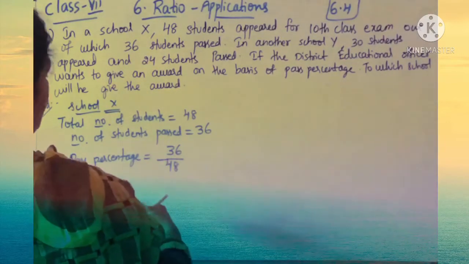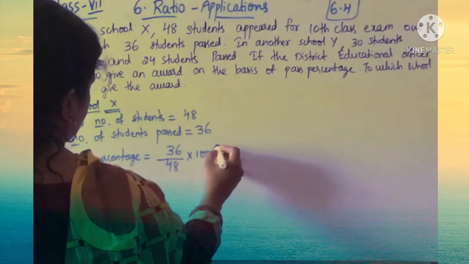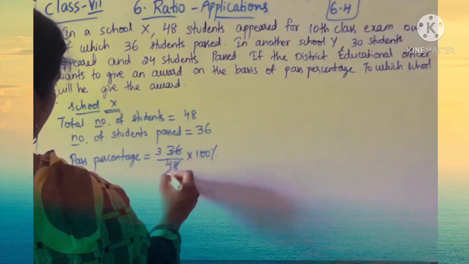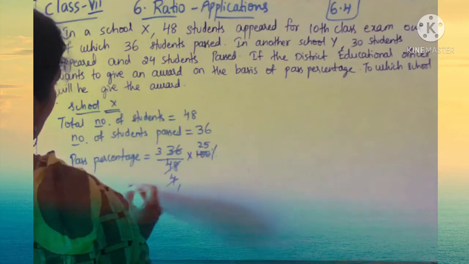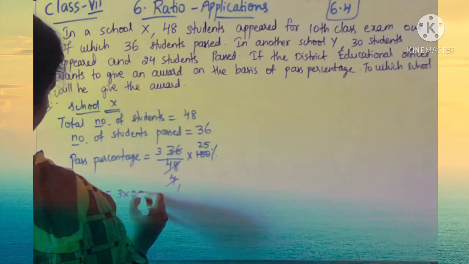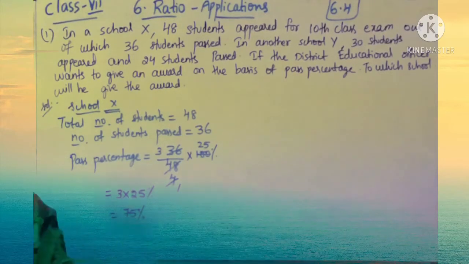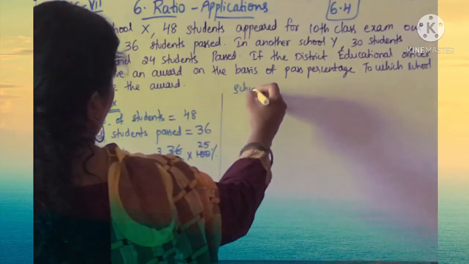So how to convert a fraction into percentage? We need to multiply with 100%. Now if you know the 12 table, you can cancel with 12: 12 3s are 36, 12 4s are 48, and with 4 you can cancel 100 as 25. So here 3 into 25%, that is nothing but 75%. So for school X, we got 75% pass percentage. Now we are going to find school Y.